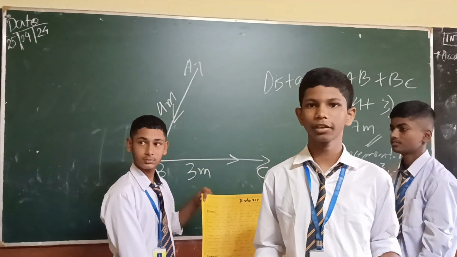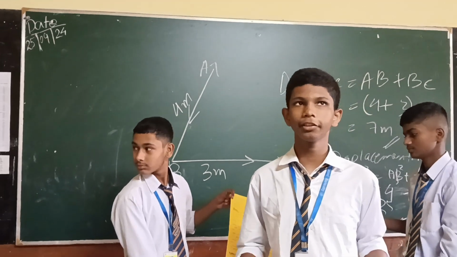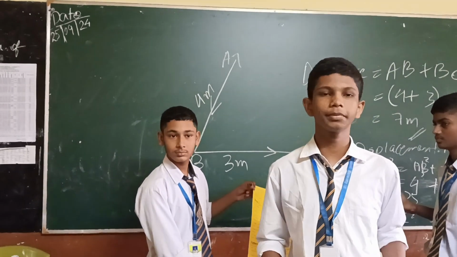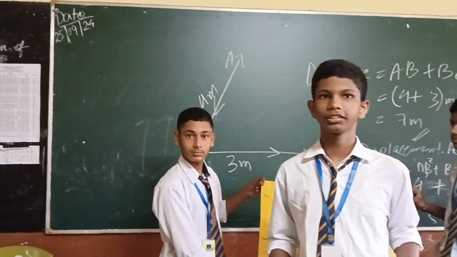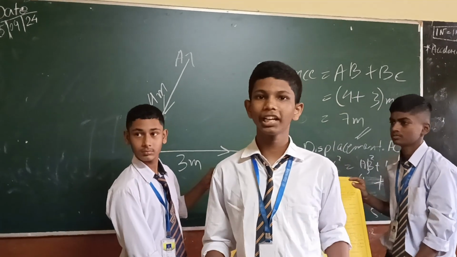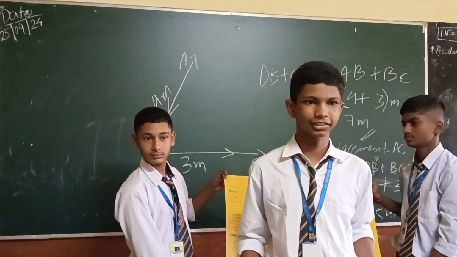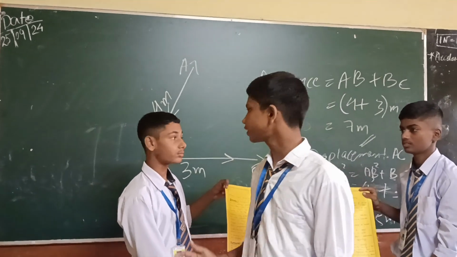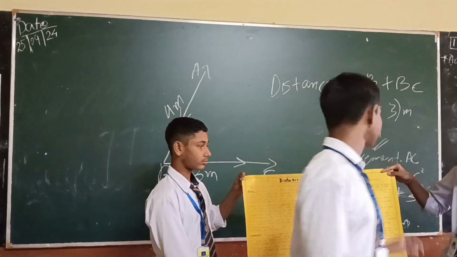Where do these two words come from? Distance comes from a Latin word, and displacement comes from the word displacing. These two terms were popularized in the scientific literature over many years. Now Krishna will explain distance.